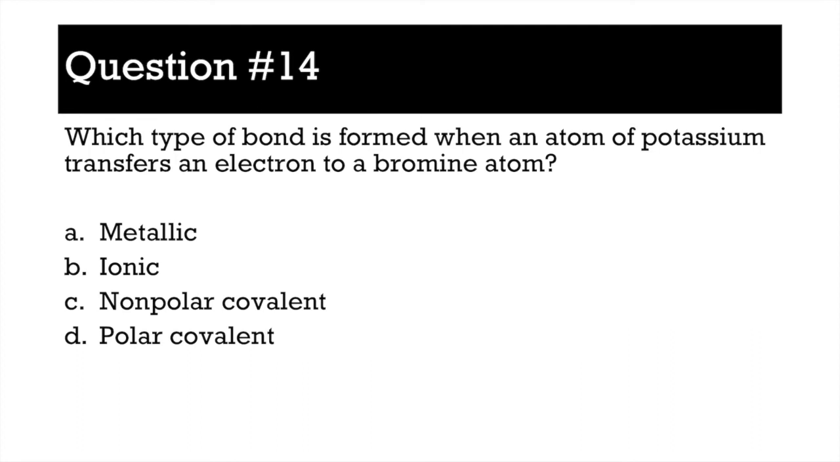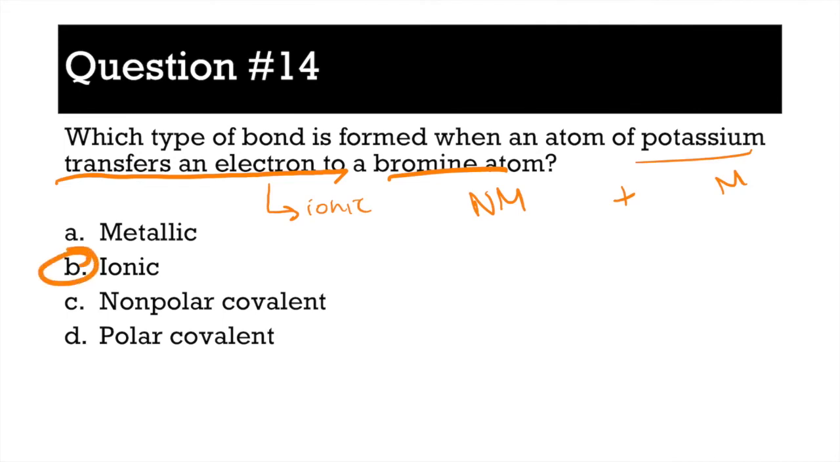Okay, so number 14 says what type of bond is formed when an atom of potassium transfers an electron to a bromine atom. So again, transfers electrons right there is enough to say ionic, but it says bromine. Bromine we know is a nonmetal. Potassium is a metal. So metal, nonmetal, and the transfer of electrons, all of that says ionic bond.